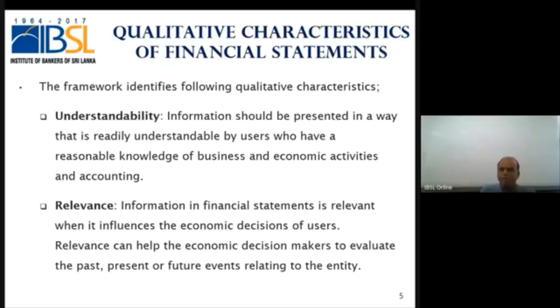So relevance can help the economic decision makers to evaluate the past, the present, or the future events relating to the entity. The financial statements that are produced always look at the past. Later on we will understand that the financial statement that you produce always looks at the past. You will talk about the year that has ended, or the month that has ended, or the quarter that has ended. So financial information always looks at history. But it can also help to predict the present or maybe the future also. That is where a financial statement becomes more relevant for the user.